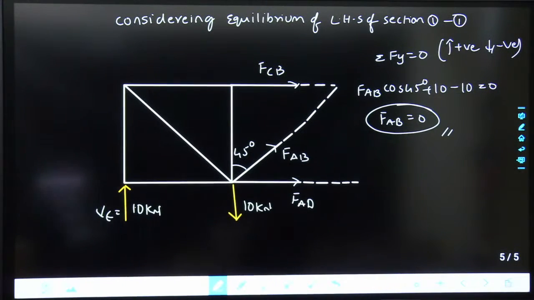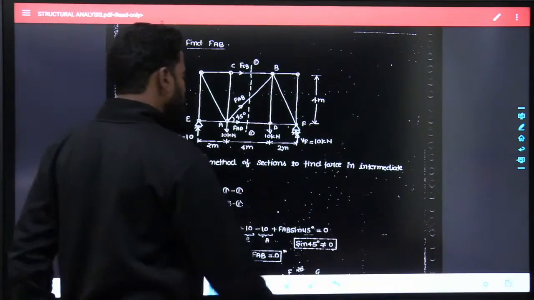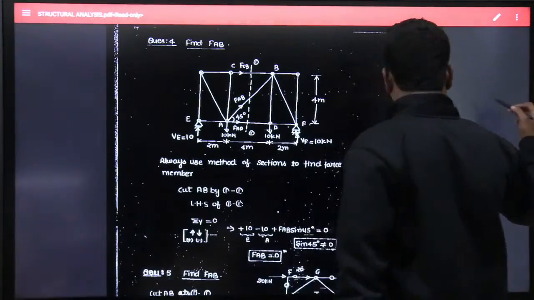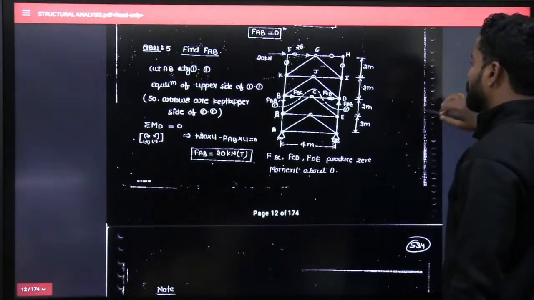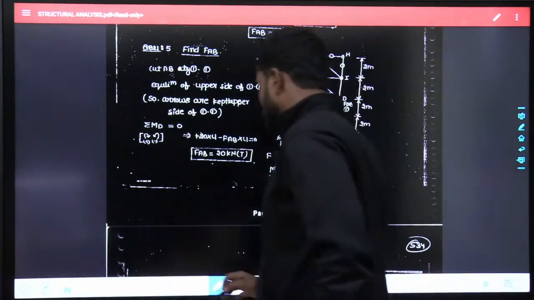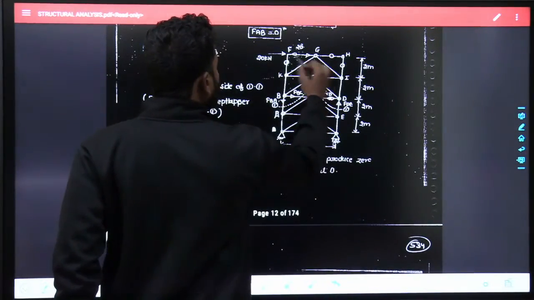Any doubts, guys? Any doubts? Yeah, fine. Good. We will go for the next question now. Force in AB equals to 0. This is a good question actually.